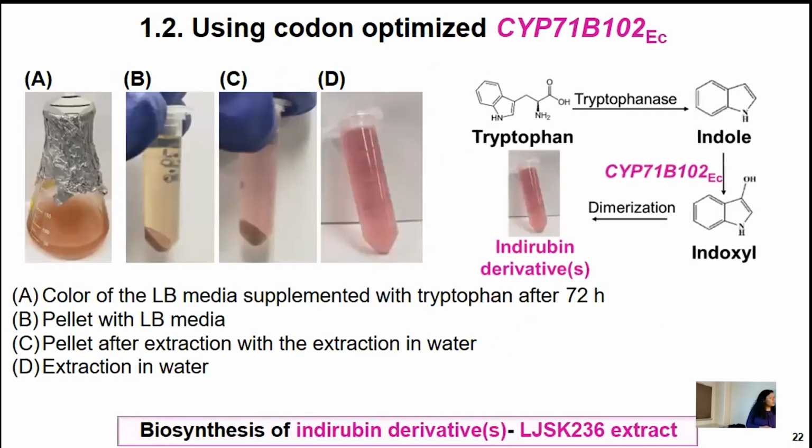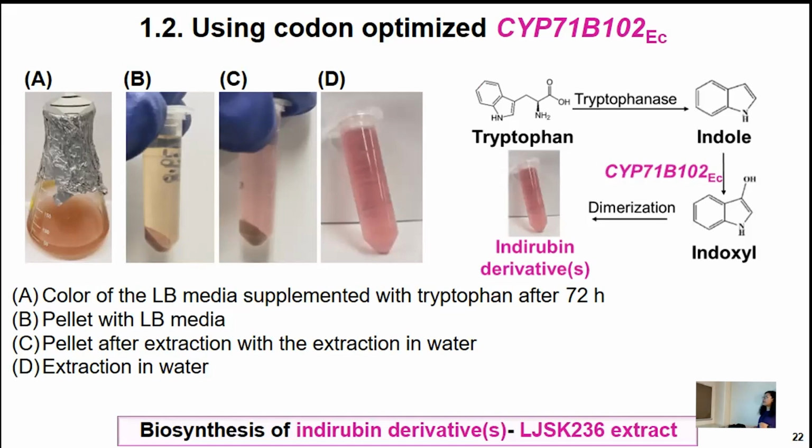So we did a codon optimization and then engineered the E. coli strain with the codon optimized P450 and the P450 reductase. This is what the culture looked like after 72 hours. There was pigment development, and the pigment was water soluble. So this is the water soluble extract.